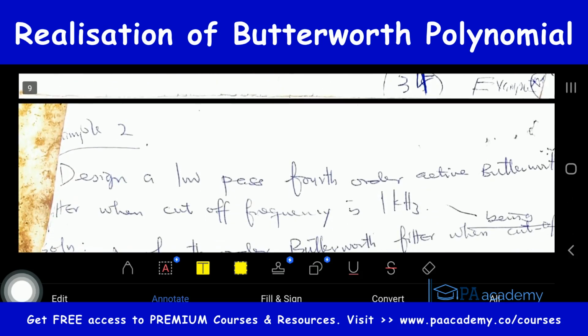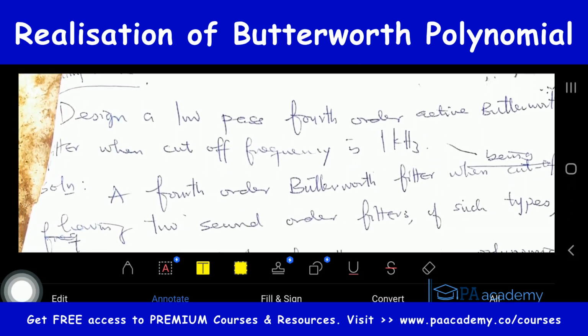Let's take a look at another example. Design a low pass fourth order active Butterworth filter when the cutoff frequency is 1 kilohertz. So for this, we have a cutoff frequency which is given to be 1 kilohertz. We'll continue the solution for this in the next part of this video.